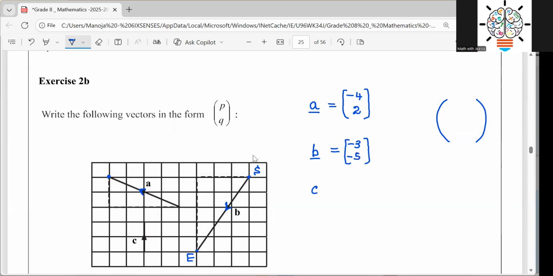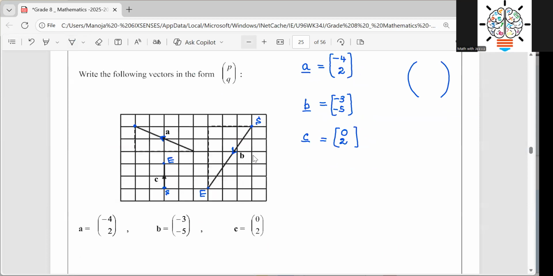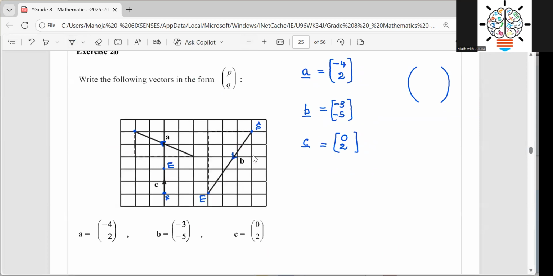Then the C vector, again I have the brackets. And C, you can see this is the starting point and this is the ending point. You don't have any horizontal movement there. Therefore, this should be 0. And you go up, it should be 2. Right? We'll see whether my answers are correct. You just see, yes, my answers are correct. Hope it is clear for all of you.